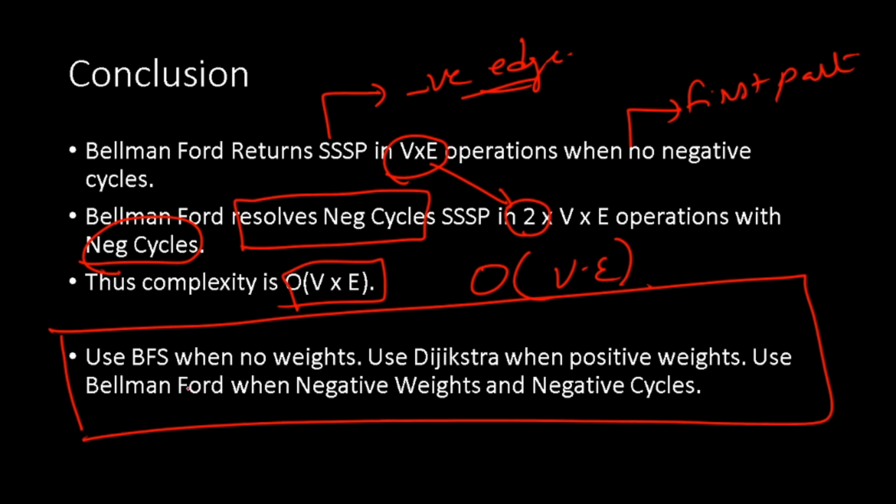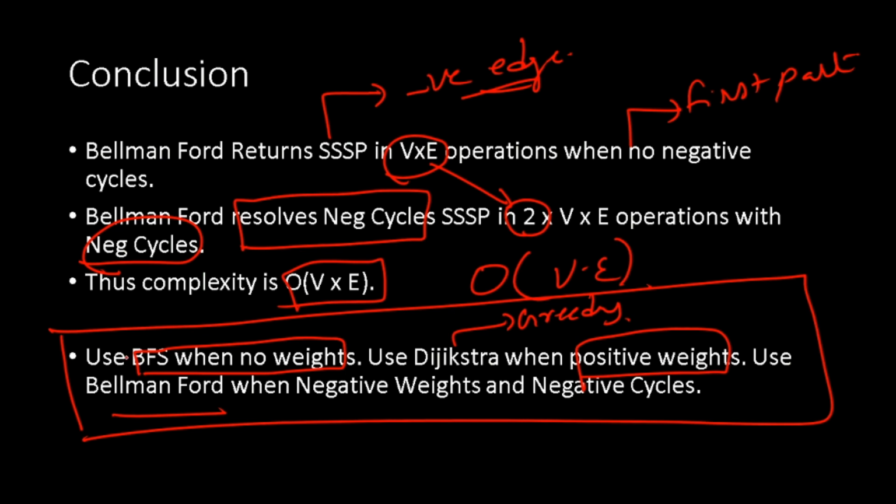You are supposed to use BFS when there are no weights. We saw that in an earlier video. When you have positive weights, use Dijkstra's. This is greedy. It's better than Bellman-Ford but worse than BFS. But when there are negative weights and negative cycles, you have no option, you have to use Bellman-Ford.